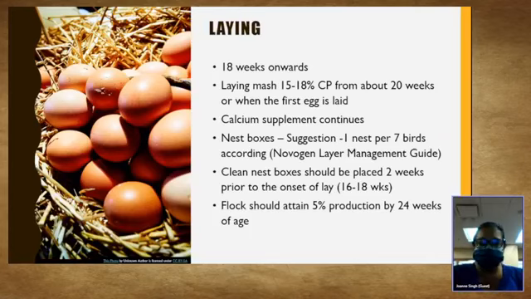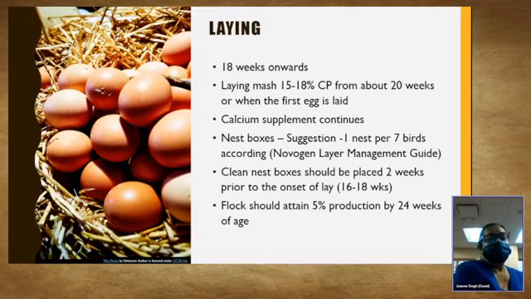Of course, you need to put nest boxes in, and according to the Novogen Layer Management Guide, they were suggesting 1 nest box per 7 birds. Now, when you put down your nest boxes, you will be able to see for yourselves if you need to put in a couple more, or you need to take out, or every individual situation will be different. And especially our local conditions here is not basically those large commercial operations in the US. So we're just using it as a guide. All right, so you clean your nest boxes, and they should be placed 2 weeks prior to the onset of lay. So if you calculate laying is going to be at 18 weeks, you are going to put it in around 16 weeks.